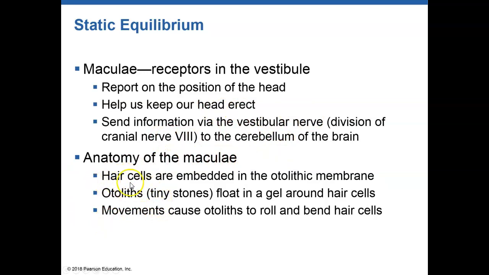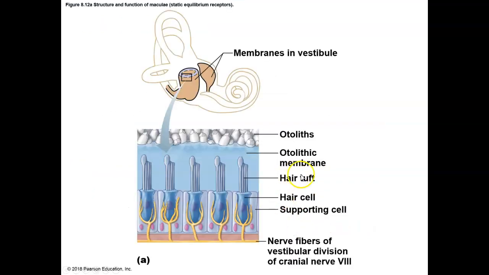Within the macula, we have hair cells. These hair cells are embedded into a gelatinous membrane called the otolithic membrane. Otoliths themselves are tiny little stones that float within the gel, and movement of the otoliths causes the membrane to move, which causes the hair cells to bend, which sends a signal to our brain.